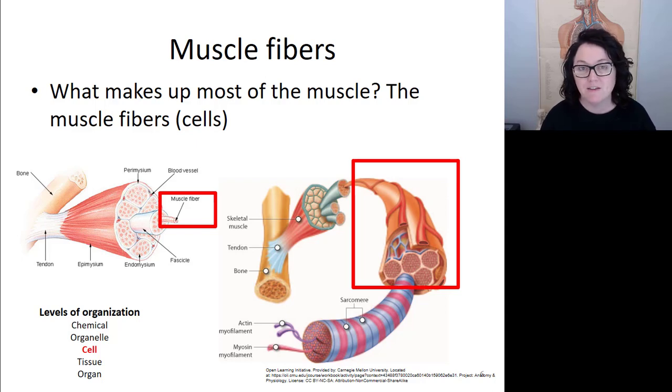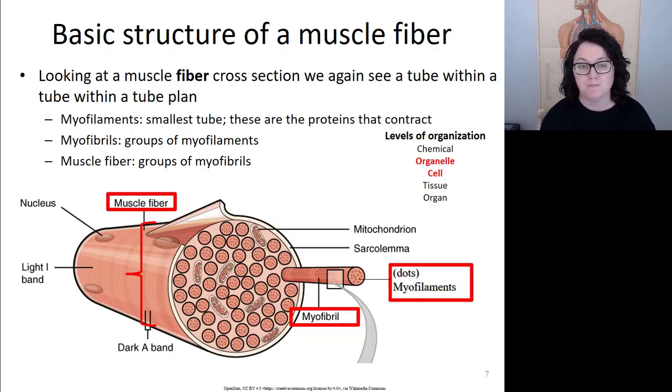Most of what we find inside of our skeletal muscles are the cells called skeletal muscle fibers. Skeletal muscles, as we can see in the picture here, have that tube within a tube plan, right? So the big tube is the skeletal muscle, but that's broken up into smaller pieces called muscle fascicles. And then inside the muscle fascicles, we have the smallest tube, and those are the muscle fibers themselves.